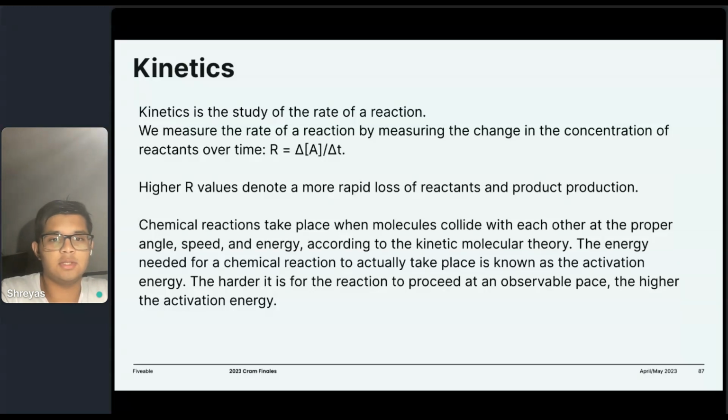It's harder for a reaction to proceed at an observable pace at higher activation energies. So if the activation energy is higher, it's harder for a reaction to go faster. Those are three points you definitely want to keep in mind for Unit 9.